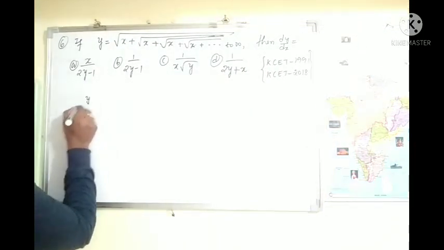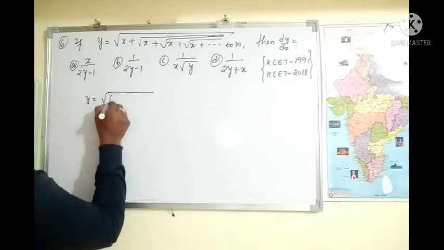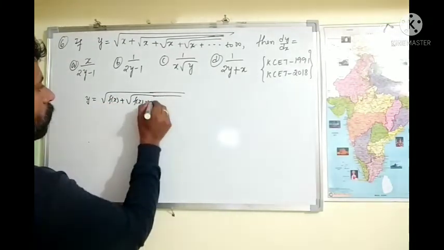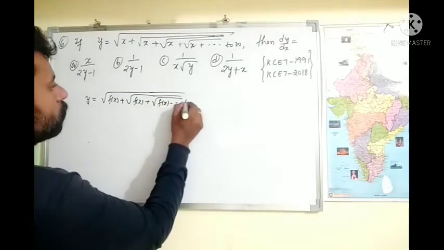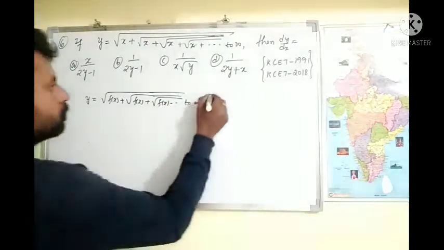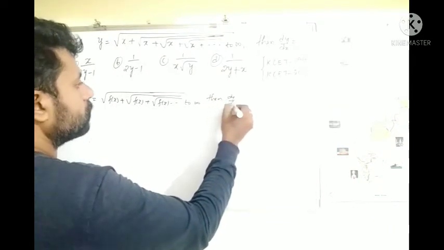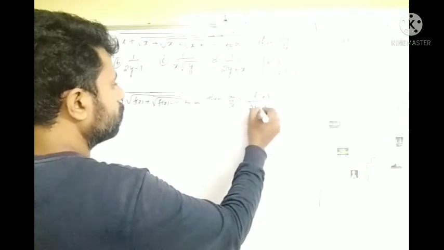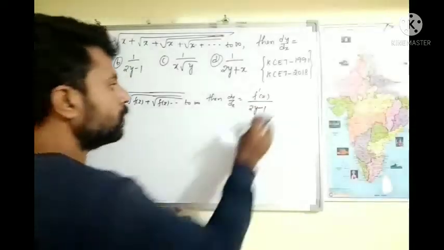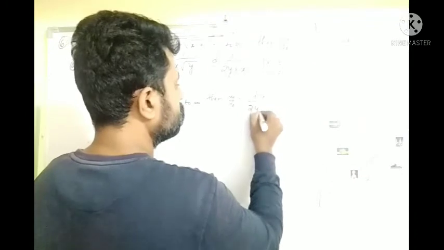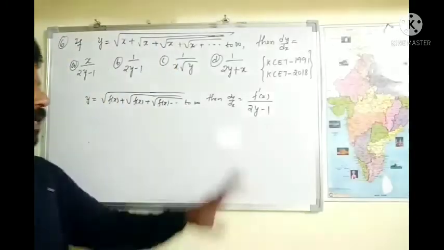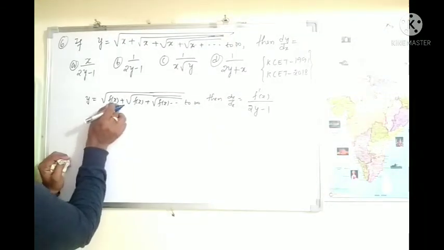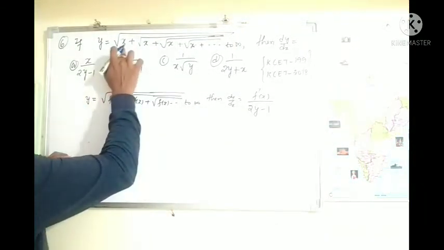y is equal to root of f of x plus root of f of x plus root of f of x plus so on to infinity, then dy by dx is equal to f dash of x divided by 2y minus 1. We can use this standard result. Now here we have f of x. In place of f of x, here we have the x term.